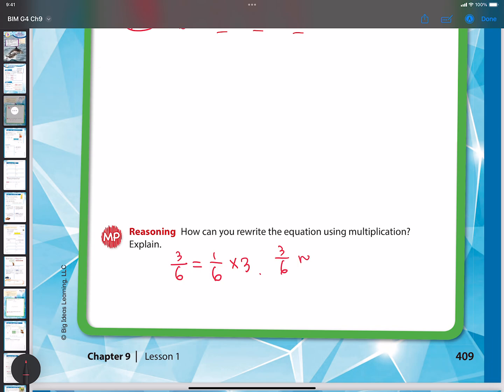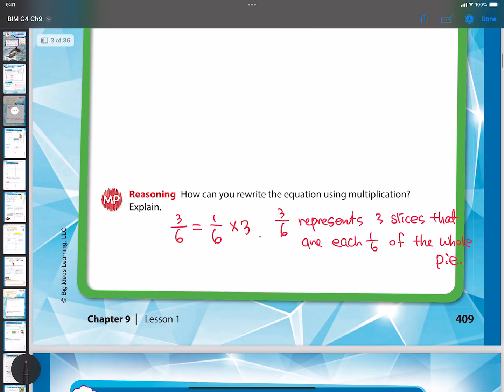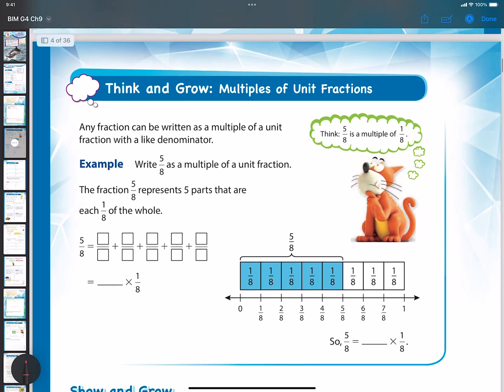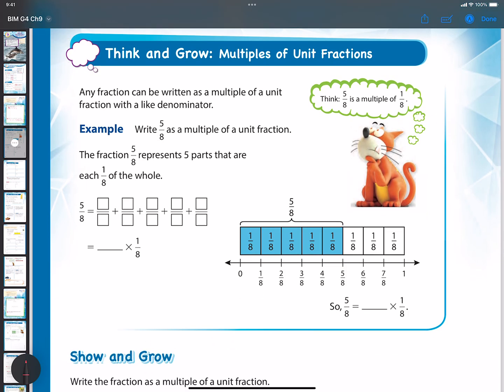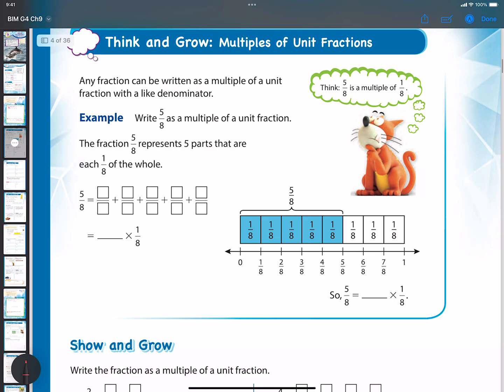3/6 represents 3 slices that are each 1/6 of the whole pie. Do you understand? All right, let's move on. I told you this is going to be an easy one, right? Unit fraction is just kind of first grade work, right?